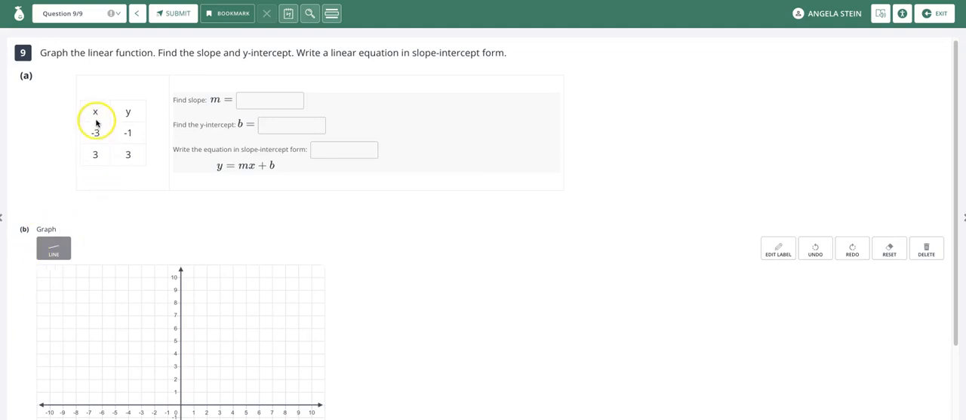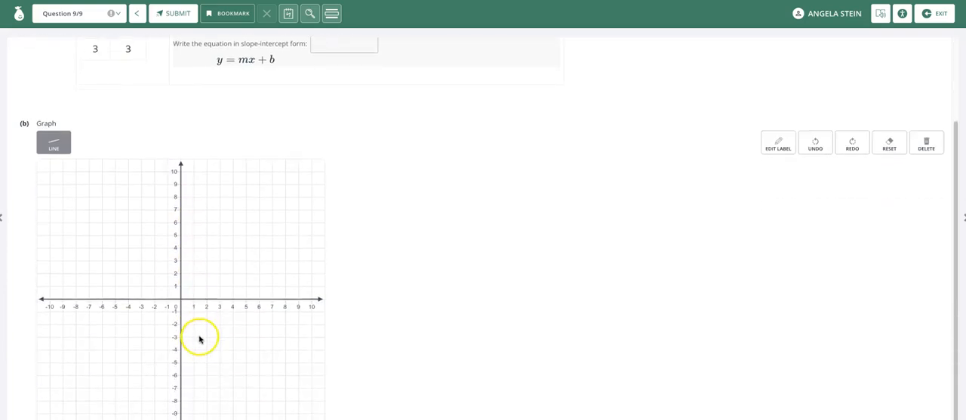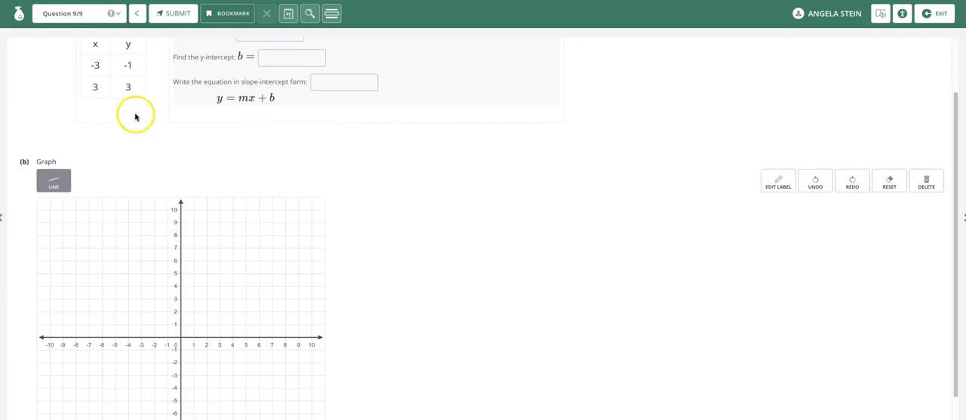You've been given a table, so you have x and y, and we're going to graph the coordinate -3, -1, and we're going to graph the coordinate 3, 3. So we have a graph here. We're going to go ahead and plot -3, -1. Now remember x and y. So x is left and right, y is up and down. So x is -3 and then -1. So the coordinate is here, and that puts your first coordinate there.